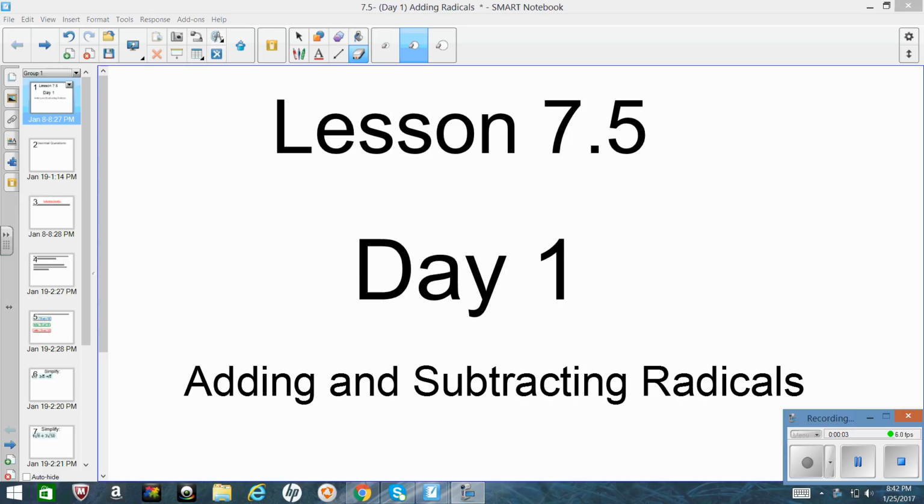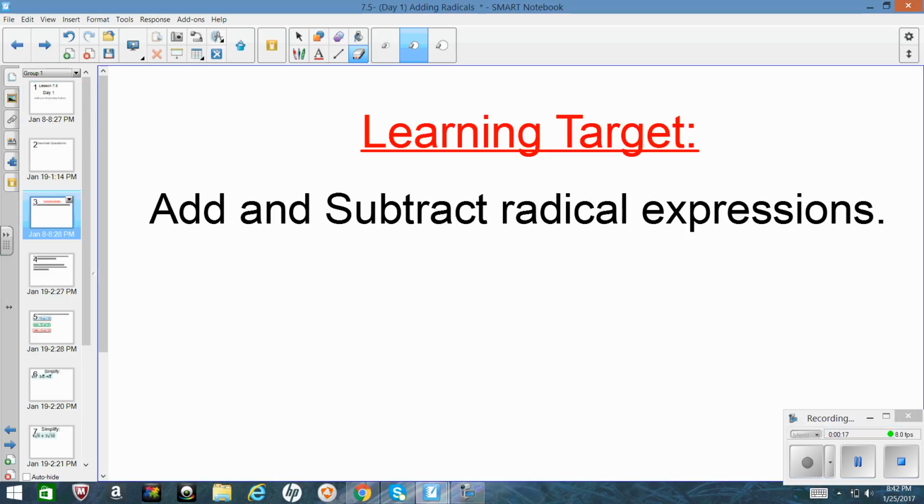Welcome, Algebra 2 students, to your lesson for today. It's going to be the first part of lesson 7.5, which is adding and subtracting radicals. Our learning target for today is that we are going to be able to add and subtract radical expressions.